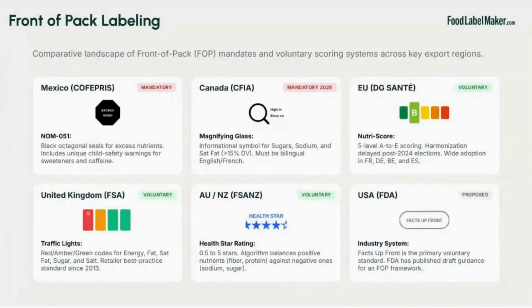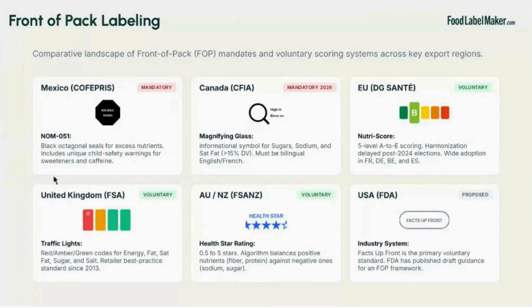Okay, moving on to the front of pack labeling, which is probably the fastest evolving area in food labeling globally. We will start with Mexico. So Mexico introduced the octagonal black warning seals in 3 phases, starting October 2020. So if a product exceeds specific nutrient thresholds for calories, total sugars, saturated fat, trans fat, or sodium per 100 grams of product or 100 milliliters, it must carry the corresponding black seal on the front of pack.